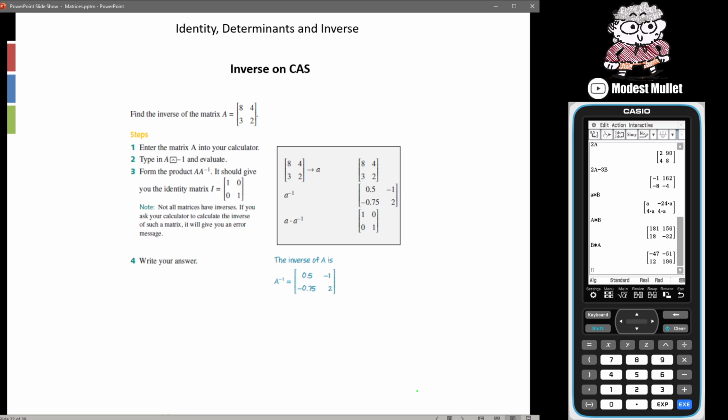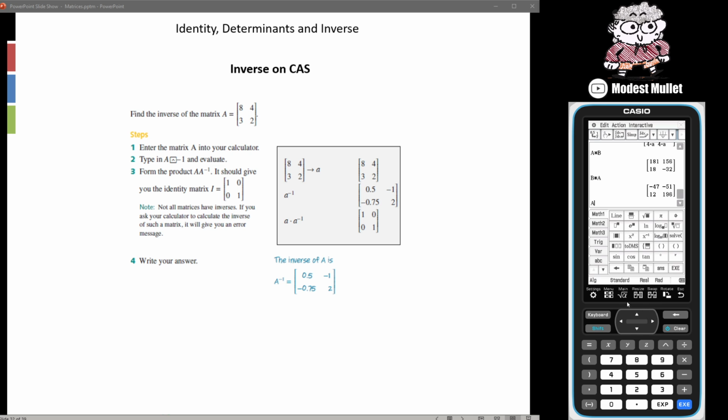You can find them on the CAS. Pretty straightforward. I still have some of the matrices that we put in the last video. So we had this A, which is 1, 4, 5, 2, and 4 stored as A. You should be able to just type in A to the power of -1, and it's instantly found the inverse of it for us. And if we then do A times by the inverse, we get the identity matrix. That's it.